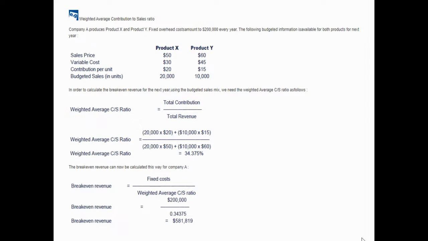Here we are told that company A produces products X and Y. Fixed overhead costs amount to 200,000 every year. The following budget information is available for both products for next year. Selling prices were 50 and 60, variable costs were 30 and 45, contribution per unit 20 and 15. Budget sales were 20,000 units and 10,000 units. So we are required to calculate the break-even point.